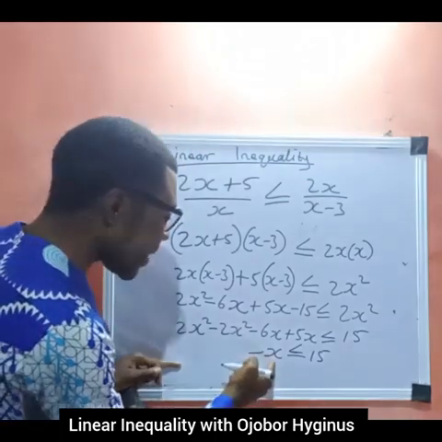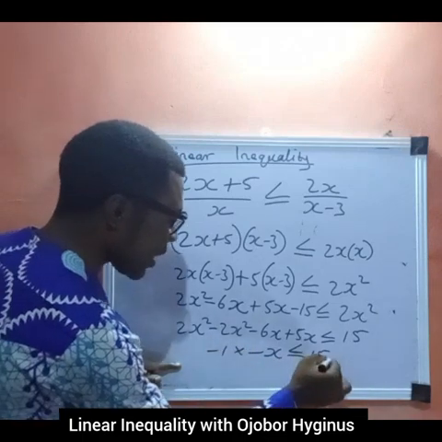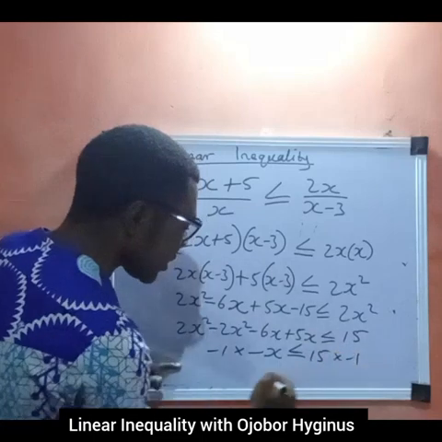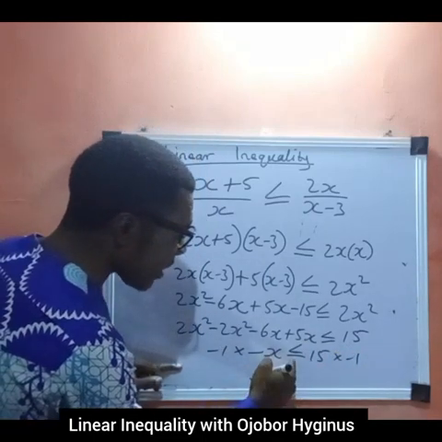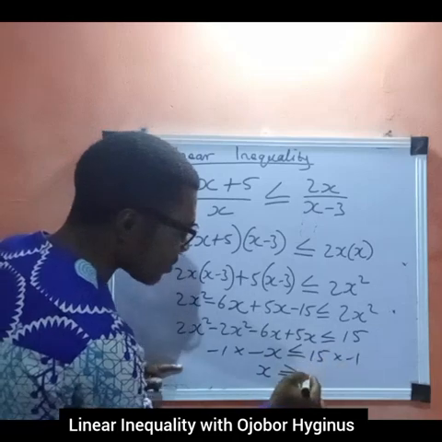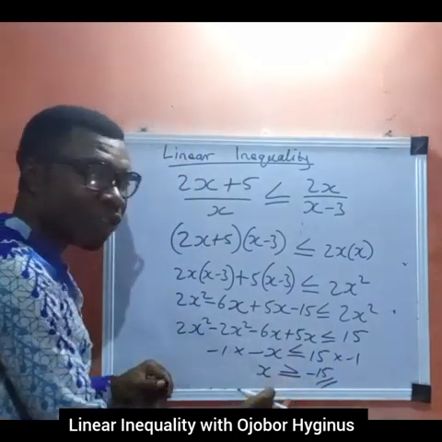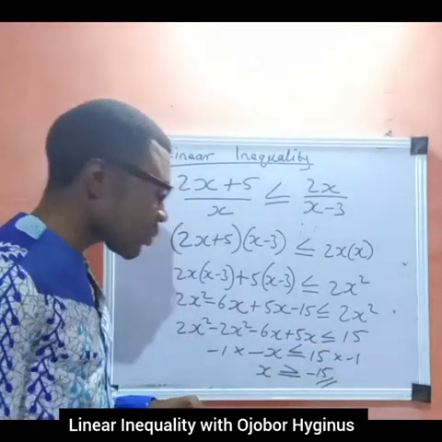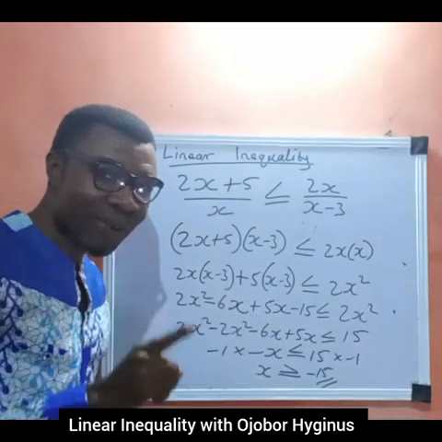So if I multiply this by minus 1, minus 1 times minus x, we change it to x, and this will no longer be less than or equal to but greater than or equal to 15 times minus 1, minus 15. So our answer is x is greater than or equal to minus 15. Why did we multiply through by minus 1? Because what you have here is minus x and we are looking for x.